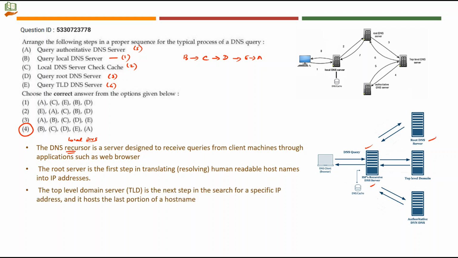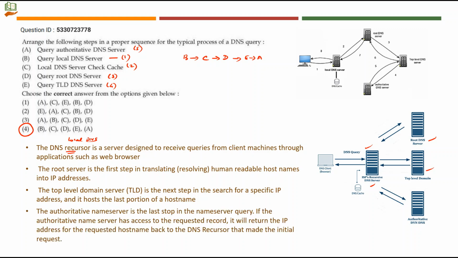The top level domain server is the next step in the search of a specific IP address, and it hosts the last portion of a host name. Then the authoritative name server is the last stop in the name server query. If the name server has access to the requested record, it will return the IP address for the requested host name back to the DNS recursor that made the initial request.